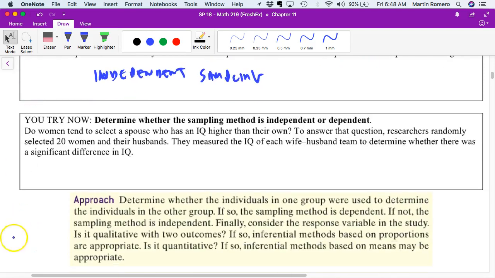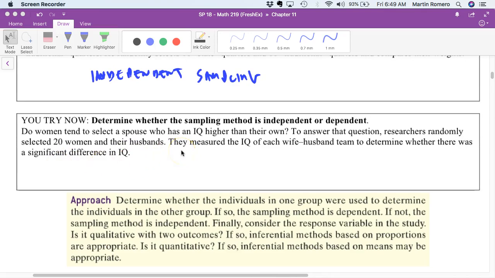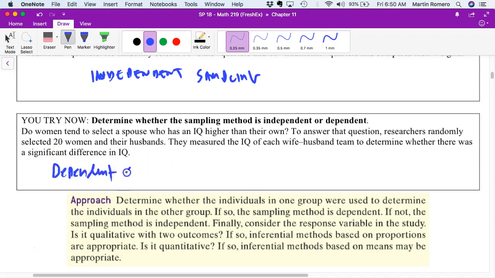So go ahead and try this one on your own real quick. Is this an independent or dependent sampling method? Do women tend to select a spouse who has a higher IQ than their own? To answer this question, researchers randomly selected 20 women and their husbands. They measured the IQ of each wife-husband team to determine whether there was a significant difference in IQ. This would be dependent sampling because the wife and husband are matched pairs. And so this is what you should have had, matched pairs.